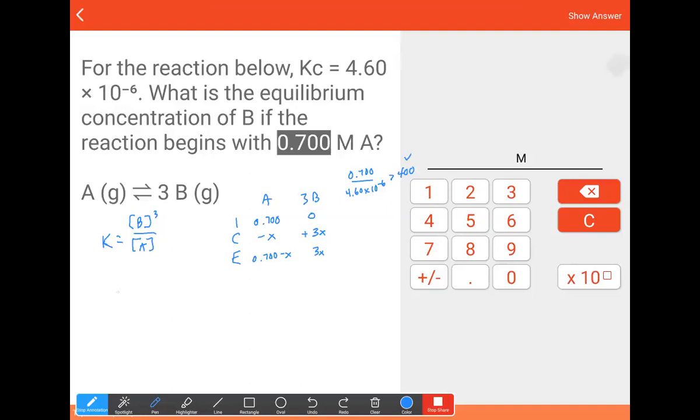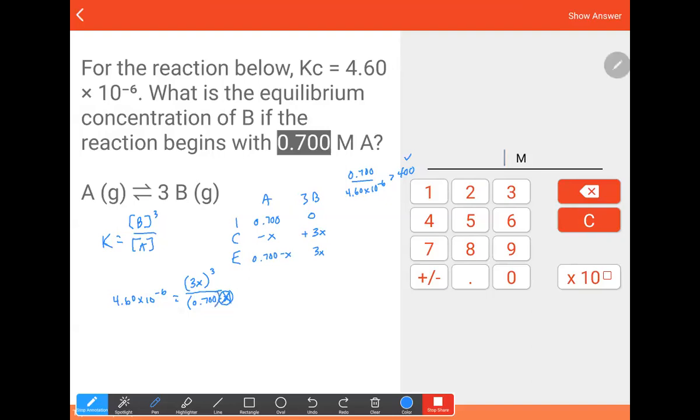So now let's put them into our K. So we know K is 4.6 times 10 to the minus 6. It's equal to 3x cubed over 0.700 minus x. Now we could solve it like this, get a quadratic formula and get really complex, or we can assume, like we just checked we could, that this x is small enough that it won't affect the 0.700 on the bottom. So we're just going to leave it as 0.7.